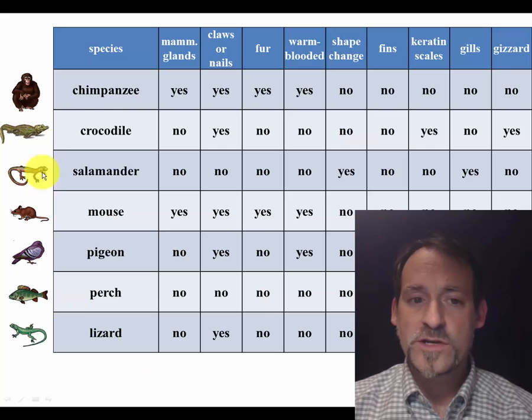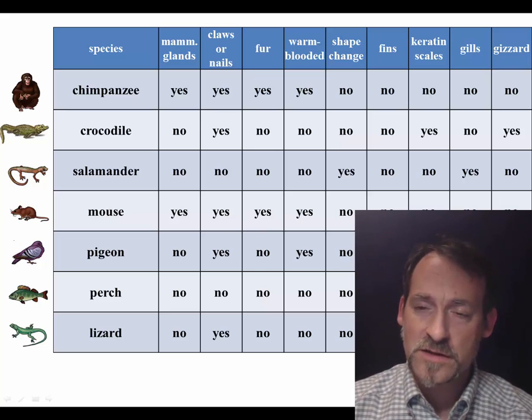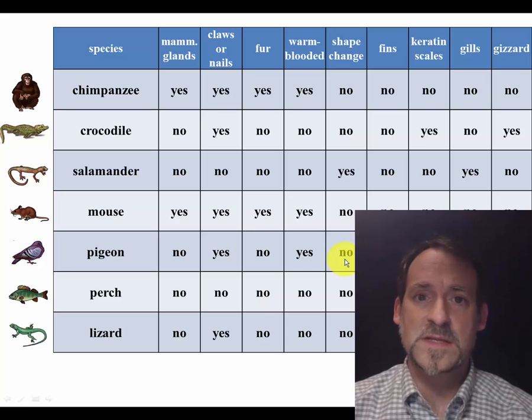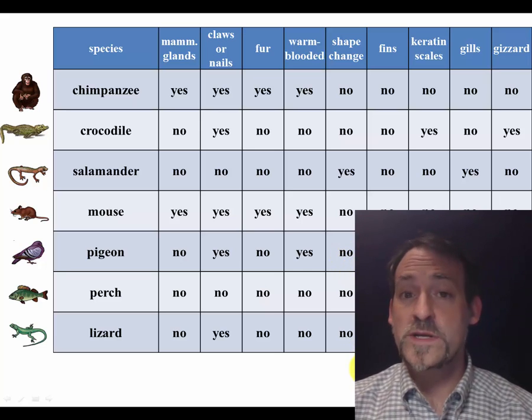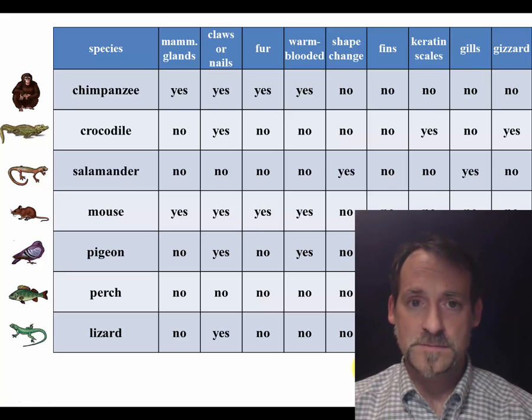Once you're finished, what you have is this character state matrix, which tells you the character state for each character for each species. This is what we're going to use to reconstruct the evolutionary history of this group of organisms.